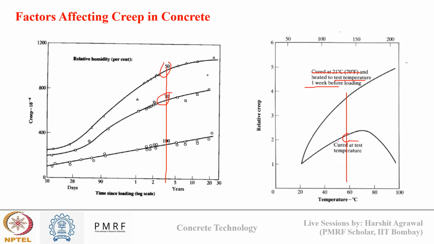While in the second case, when concrete is continuously cured at test temperature, the concrete develops a more stable microstructure, which reduces the creep deformation under loading. So here there is a stable microstructure, while here it is an unstable microstructure. That's why it is showing higher creep.